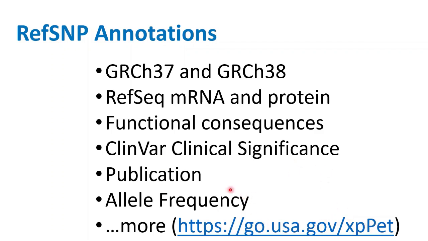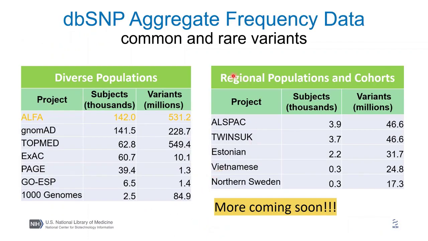Okay. So the topic today is on the allele frequency. So this is what we currently have in dbSNP. The name is sort of a misnomer in that dbSNP contains both common and rare variants. So this shows you a table of all the projects that are currently in dbSNP. And it shows you the project, the number of subjects, and the variants contributed by each one of those projects.